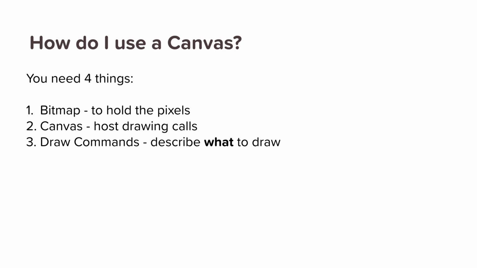And then we have the draw commands, which describe to the canvas what to draw. And lastly, we have the paint that we will use to draw with. This describes to your canvas how to draw the thing that you want to draw on screen. So your paint can tell you the color, the typeface, and that kind of thing.